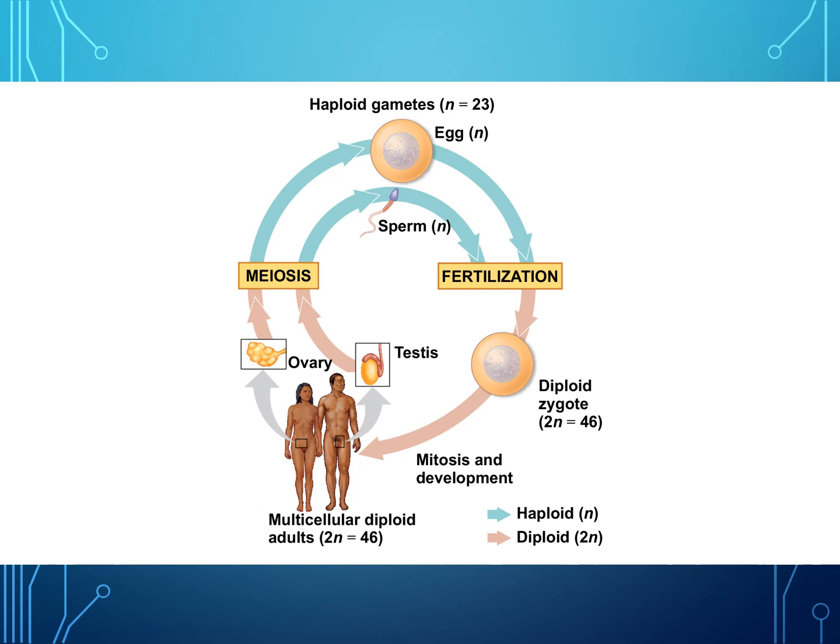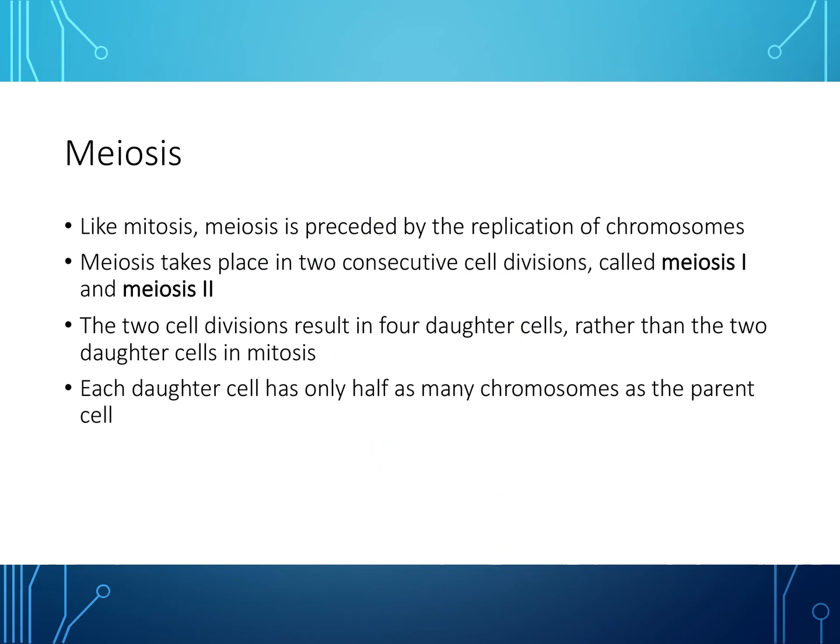Look at this diagram here. It will show you meiosis, fertilization, mitosis and development, and the haploid and diploid cells. So, meiosis occurs in much the same way as mitosis, with the duplication of chromosomes. It has two consecutive cell divisions, meiosis 1 and meiosis 2. The two cell divisions result in 4 daughter cells rather than 2 daughter cells in mitosis. Each daughter cell has only half as many chromosomes as the parent cell.